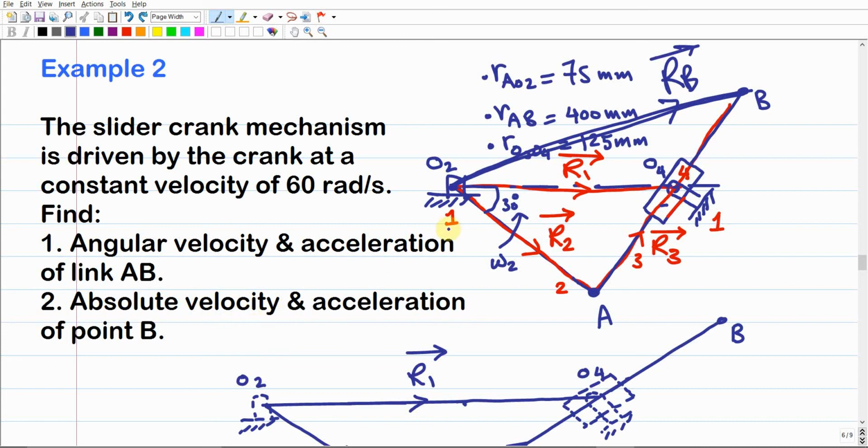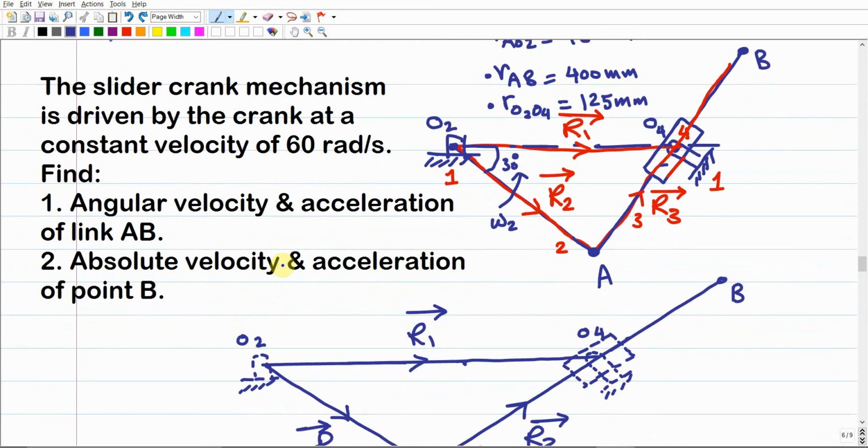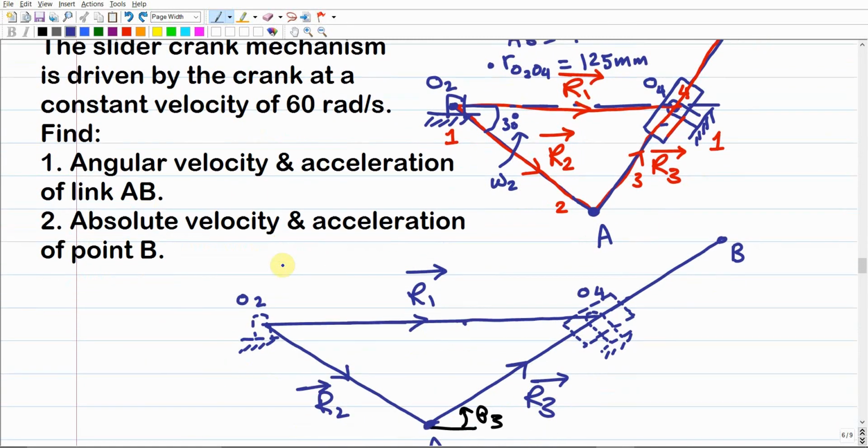You can easily solve this one at home. If you get stuck with anything, just let me know. Okay? But the thing that I'm going to discuss now is the directions of the velocity and the acceleration components that we got. And there is a very important notice that we have to consider here.